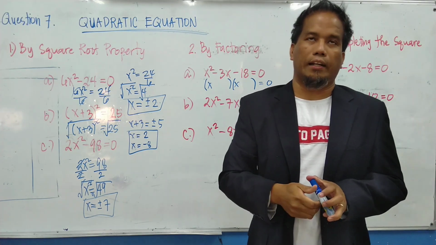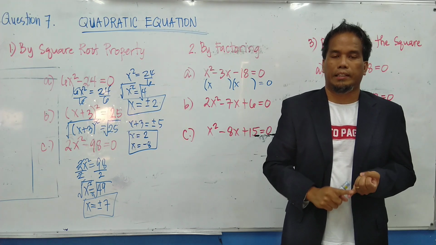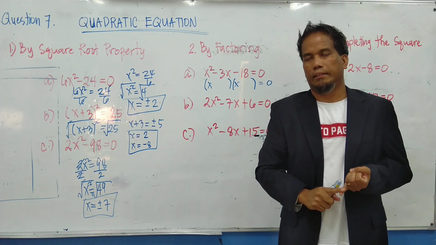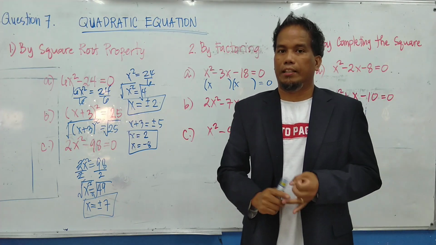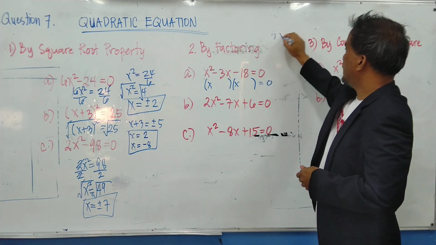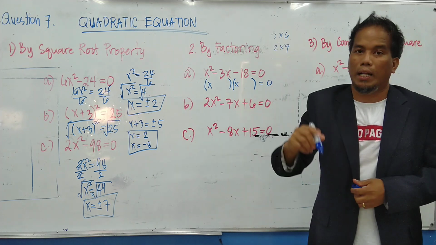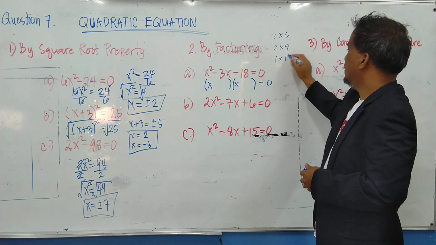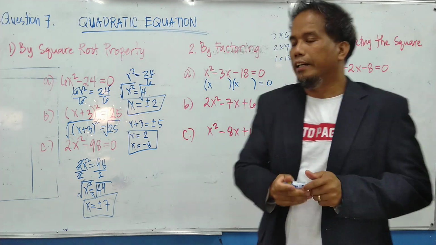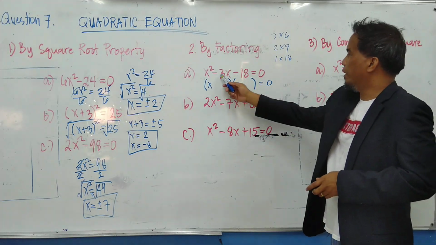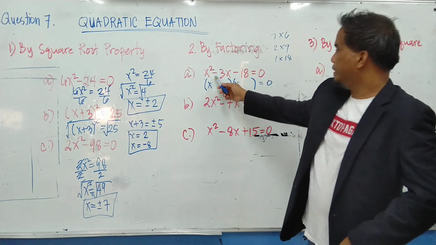So for 18, possible factors are, we have 3 times 6 equals 18. We have also 2 times 9 equals 18. So 3 times 6, 2 times 9, and 1 times 18. So these are the possible factors or combinations. Now, look at the middle term. So the middle term is negative 3x.